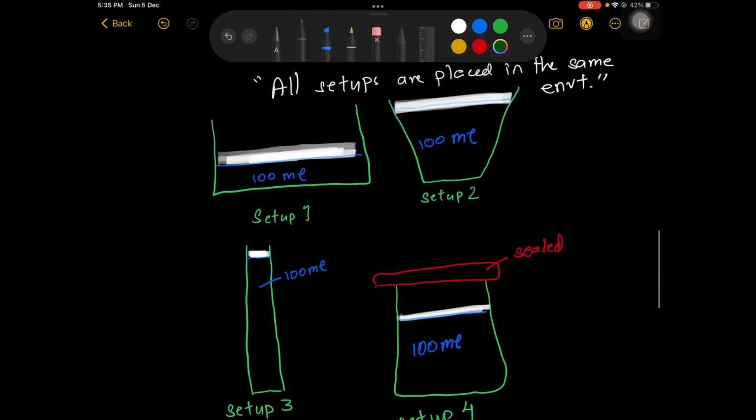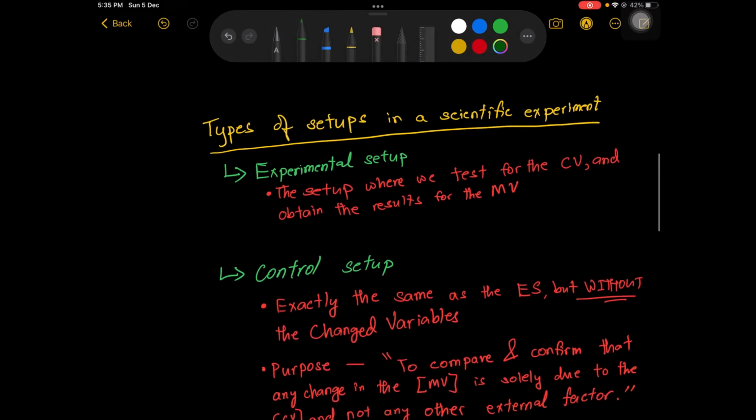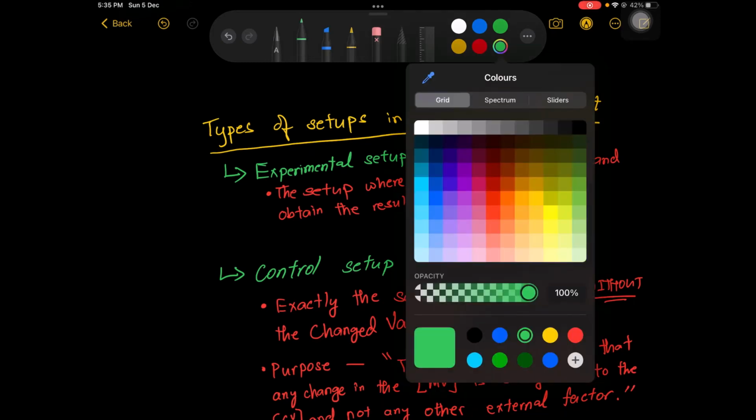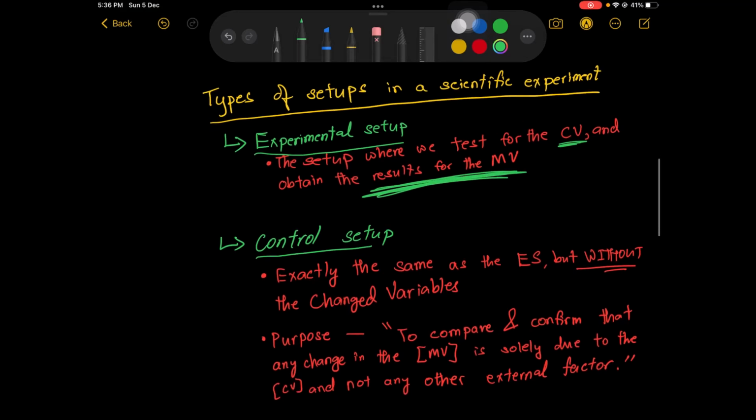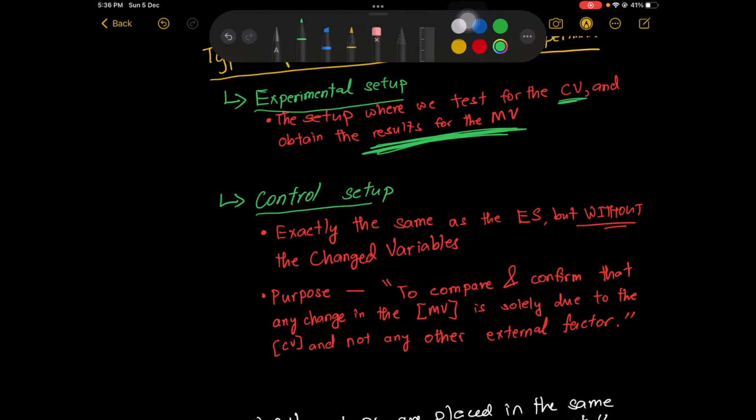Okay, so now that we have understood this, let us understand the types of setups in a scientific experiment. In any scientific experiment, we have two types of setups. The first one is an experimental setup, and the second one is a controlled setup. Experimental setups are those where we test for the changed variable and obtain the results for the measured variable. A controlled setup is exactly the same as an experimental setup, ES for short, but it lacks the changed variable, which is the speciality of a controlled setup.